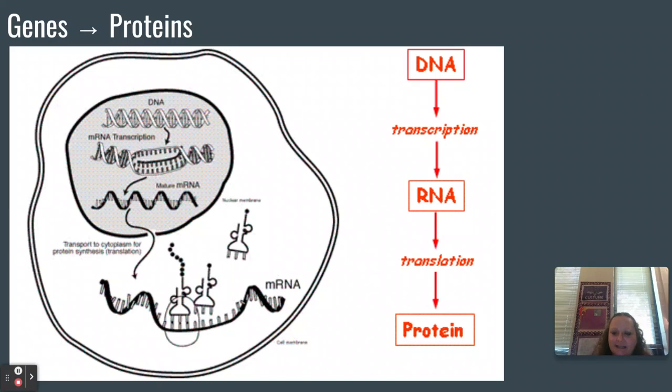So in order to protect it, your cell is going to leave it in the nucleus like it's the VIP section. And the DNA is instead going to have a copy made, but this copy is going to be made in something called mRNA.